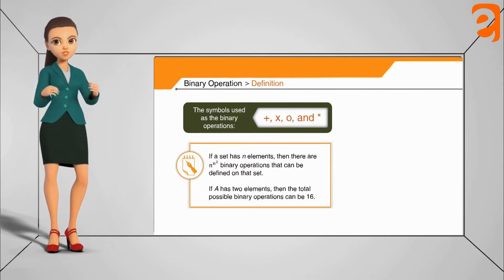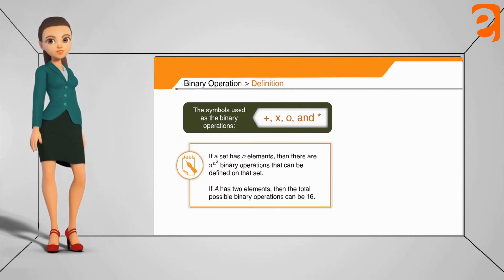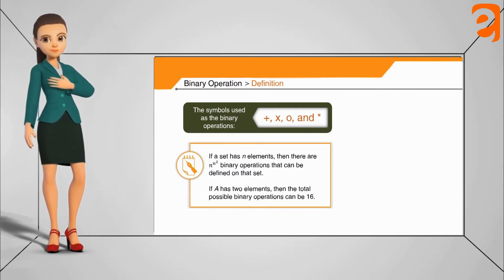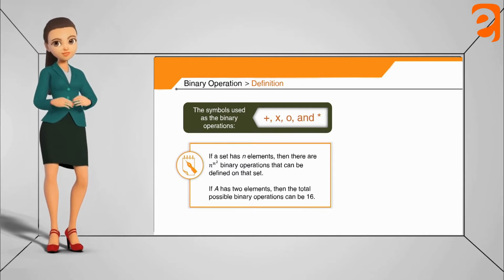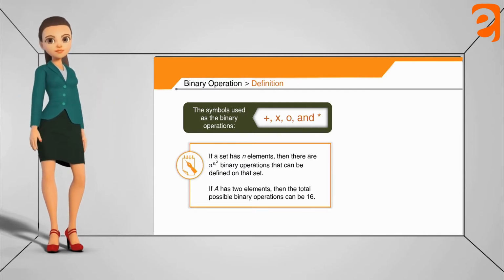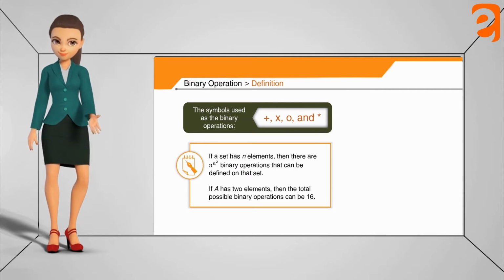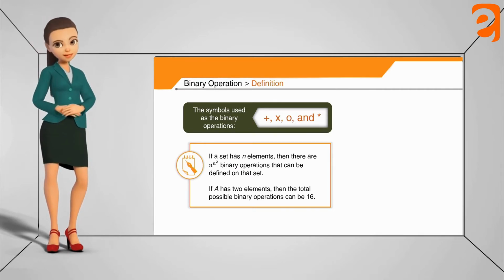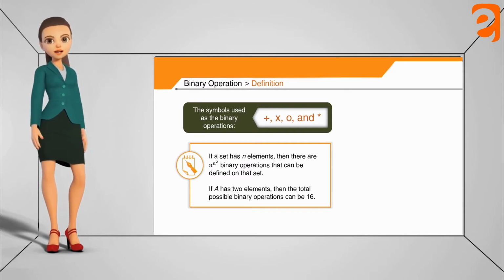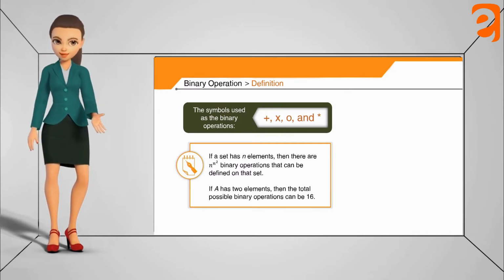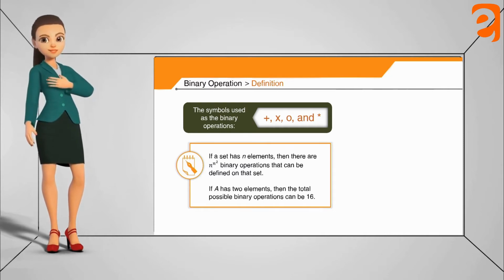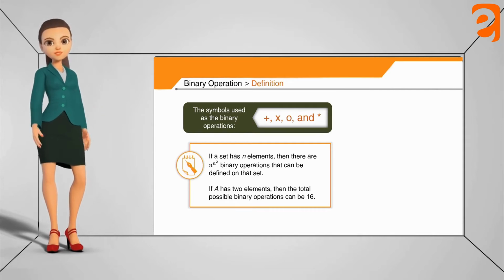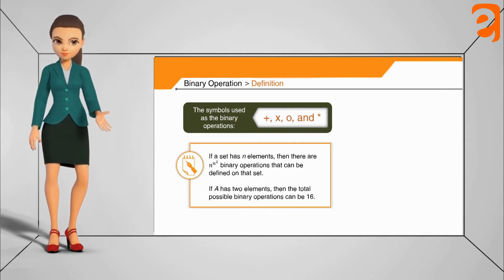An important point to remember is this: suppose you have a set which consists of n elements. Can you tell, without doing all those calculations, how many possible binary operations there can be? With this result you can easily find out how many possible binary operations there can be on a set having n elements. It says that if a set has n elements, then the number of possible binary operations on that set is n to the power n square.